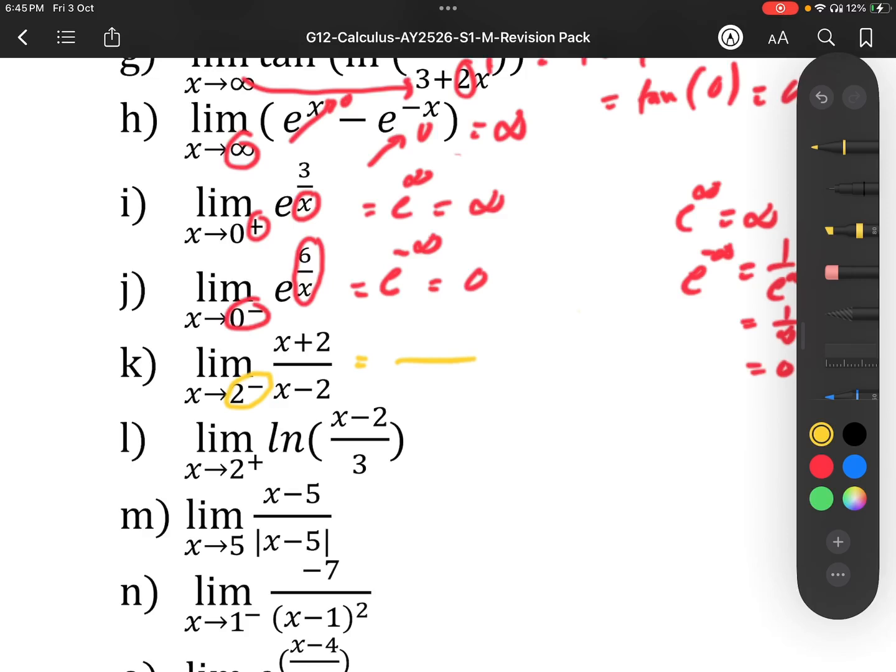So replacing with a number less than 2, let's say 1.99 plus 2 over 1.99 minus 2. This is positive and this is negative. So positive divided by negative is negative. So the answer is negative infinity.